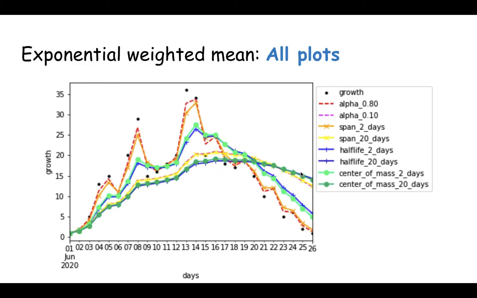And this is the final plot that shows the combinations of the window sizes and the values of span, half-life, center of mass, and alpha. And you can see that the larger the values, the smoother the plots are, and the less noise there is in those plots.